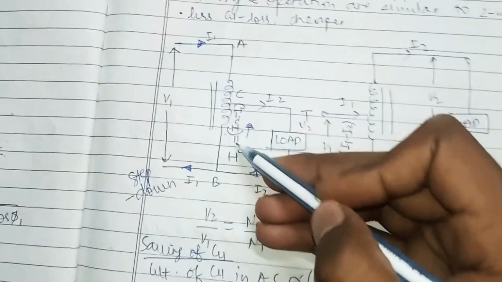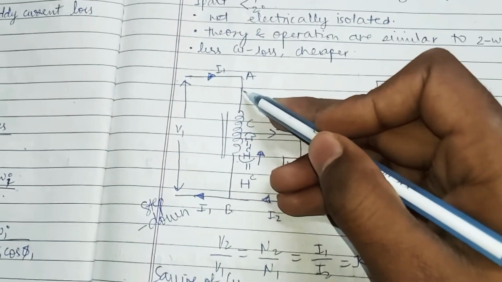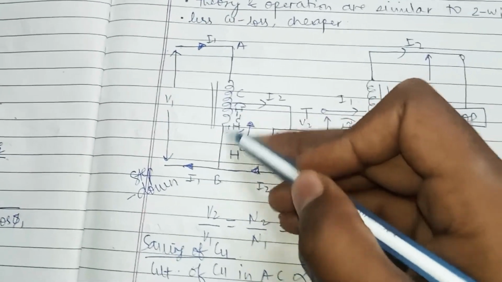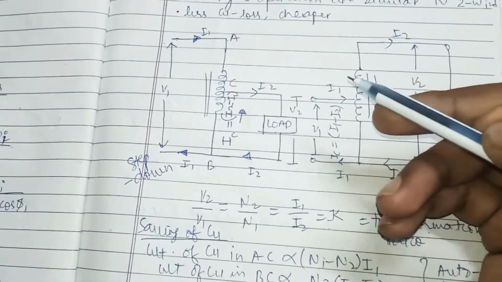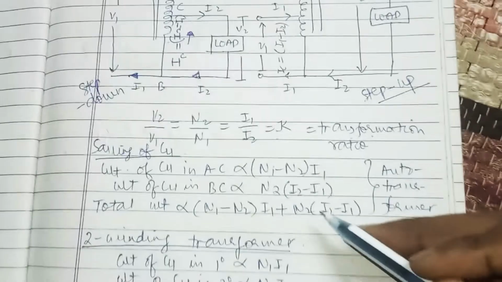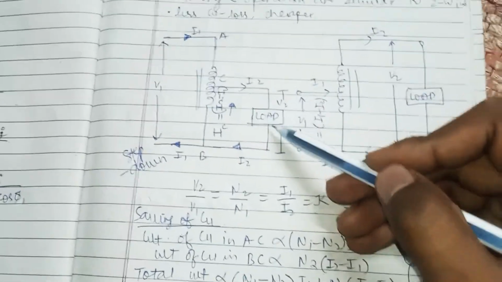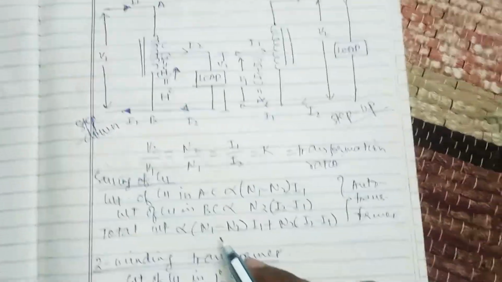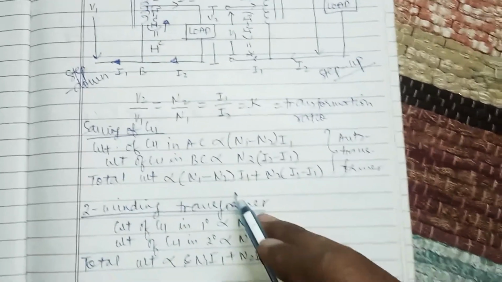So what is the current passing through it? It is I2 minus I1. Where does it come from? The whole current I1 is passing through, and there is a division: I1 is passing here and I2 is going there, so the rest of the current will pass through it, which is I2 minus I1. The majority will be current I2 because the load is connected here, so the load will draw more current. The total weight is equal to the weight of copper in AC plus the weight of copper in BC.